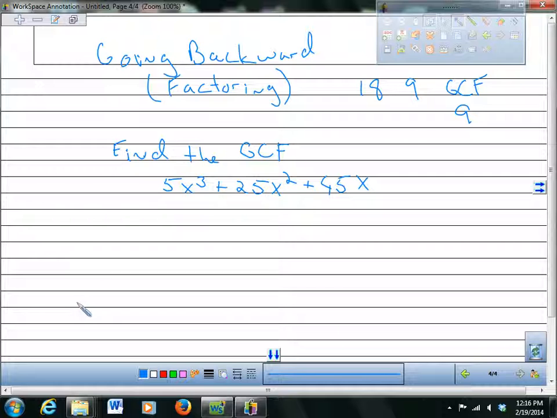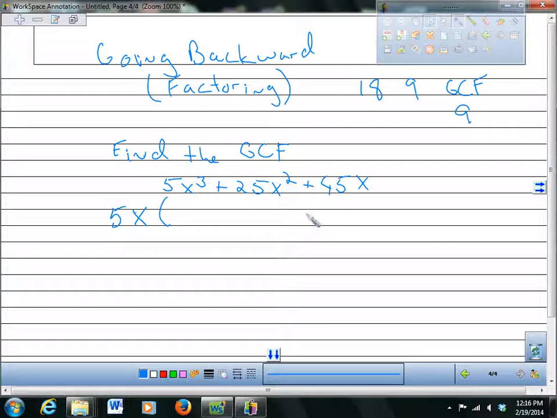Plus 45x. Okay. Who can tell me what the GCF is? First, you look for the biggest number that will go into all the coefficients. 5. Then, what's the highest power of x that is in all of these? 3 is the highest power of x, but it's the lowest power that I can divide into all of those. What's the lowest power of x that I can divide into all of those? 1. Okay, so the GCF is just 5x.